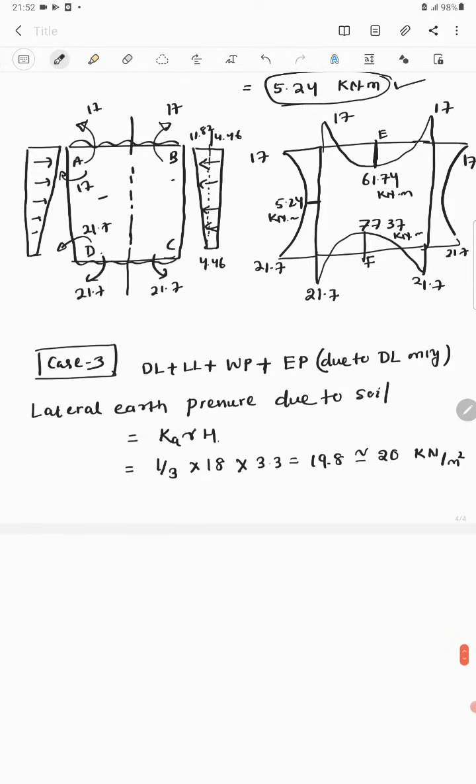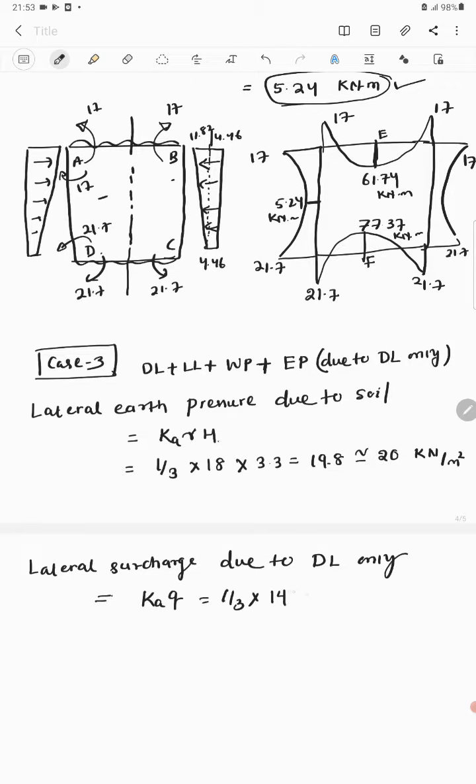Now to this we will add only the surcharge due to the dead load only. Okay, lateral surcharge due to the dead load only. We won't consider the live load part here. So that is K into Q. So K is 1 by 3 and dead load is 14, which is given. This is 4.66 kilonewton per meter square.